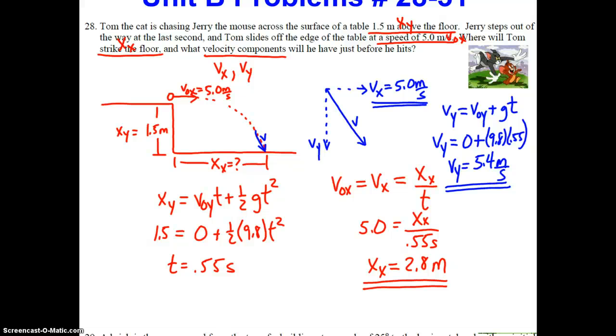All right, let's move to number 29. A brick is thrown upward from the top of a building at an angle of 25 degrees to the horizontal. That's theta. With an initial speed of 15 meters per second, so that's VO. If the brick is in flight for 3 seconds, that's time. How tall is the building? And that's a vertical distance, so we will label that XY, and that's what we're looking for.